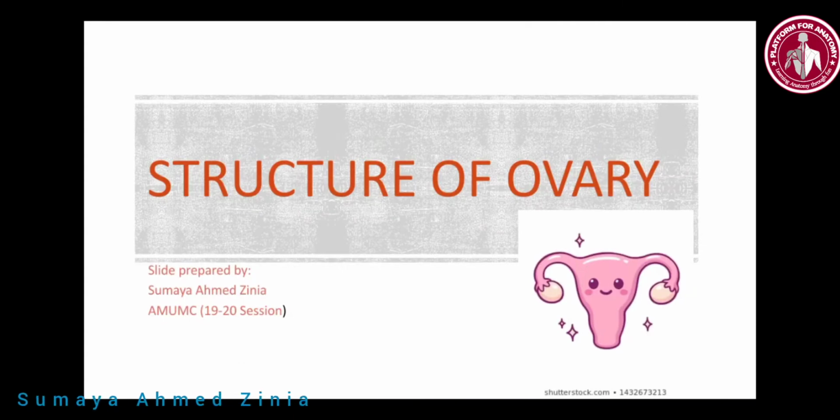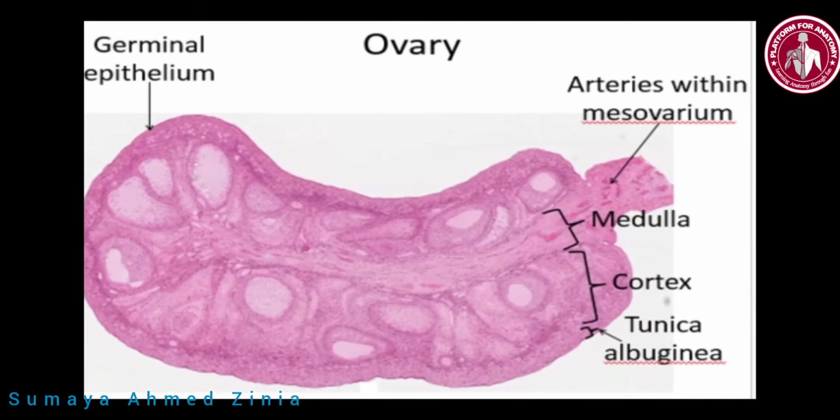Today our topic is structure of ovary. The ovary is covered by a single layer of cuboidal or flattened cells known as the germinal epithelium, and the substance of the gland consists of inner medulla and outer cortex.